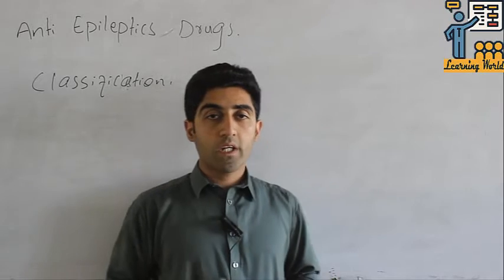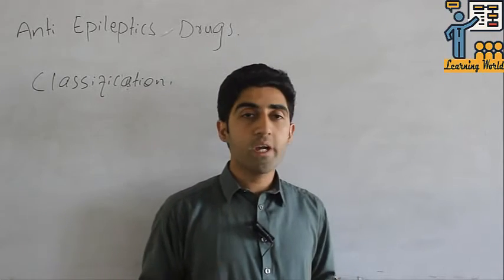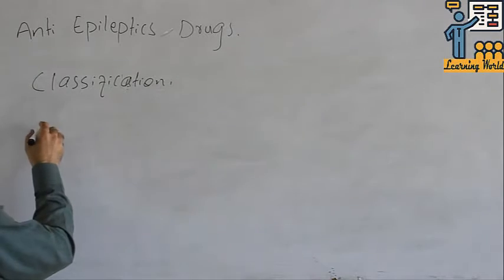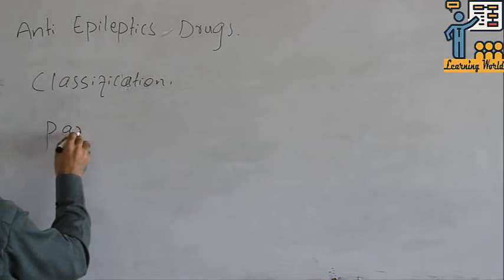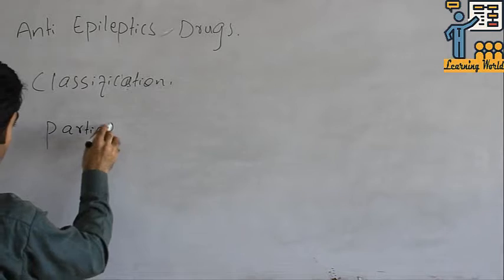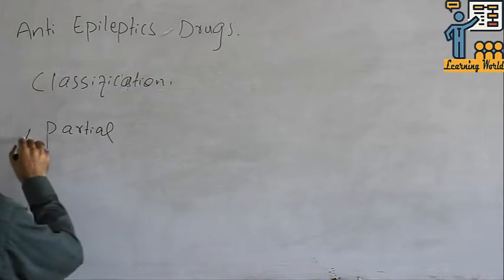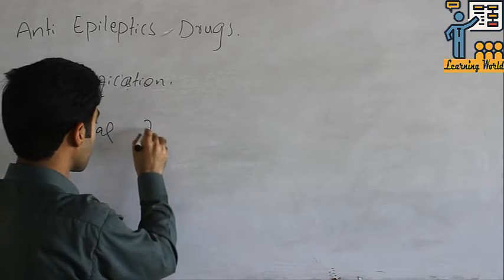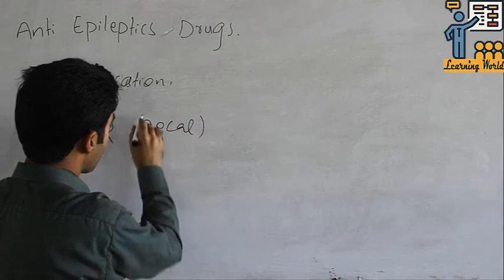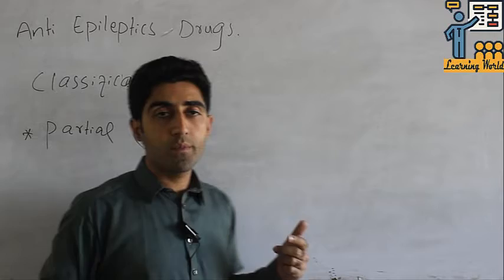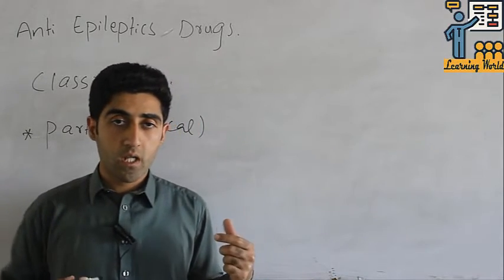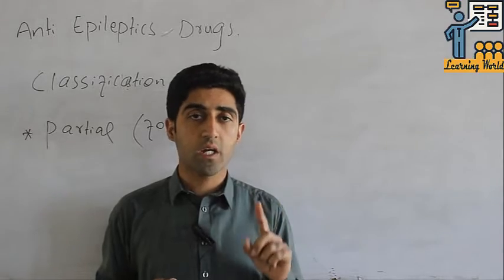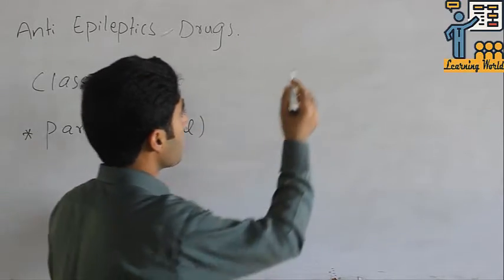Now we will talk about the classification of epilepsy. There are two major classifications of epilepsy. First is partial epilepsy. The second name for partial epilepsy is focal epilepsy. Why is it called focal epilepsy? Because it focuses on a small part of one single hemisphere of the human brain.